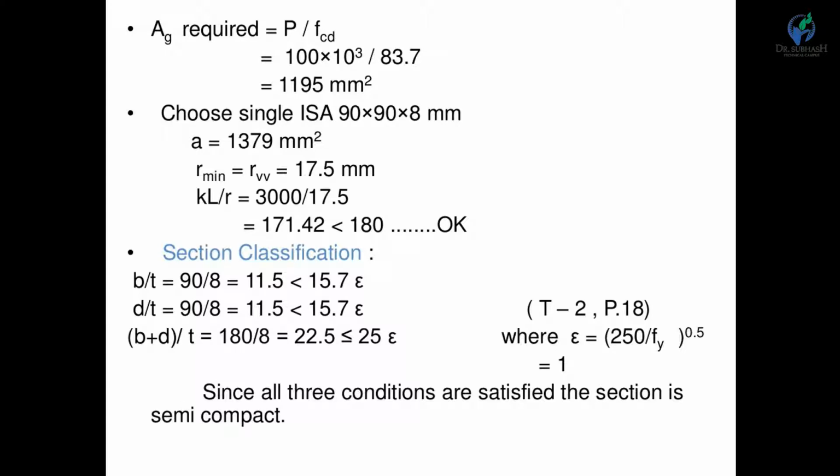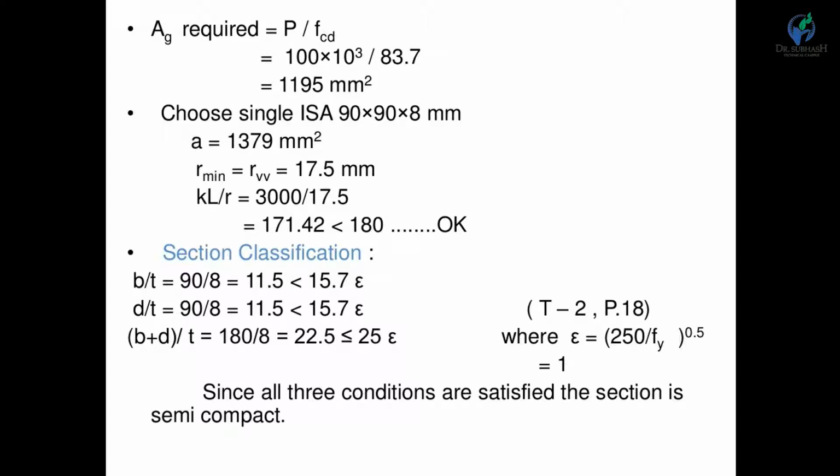Now next, we require the gross area to resist this compression force, that is 100 kilonewton. The same equation we use: P is equal to Ag into fcd. From that equation, we derive Ag required is equal to P upon fcd. Here P is the design compressive load. Please note that here you do not take P equal to 200, which is the data given to you for the double angle.